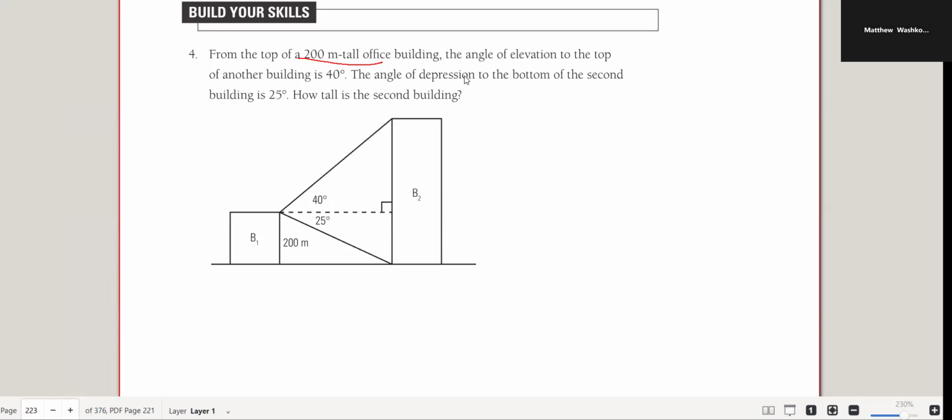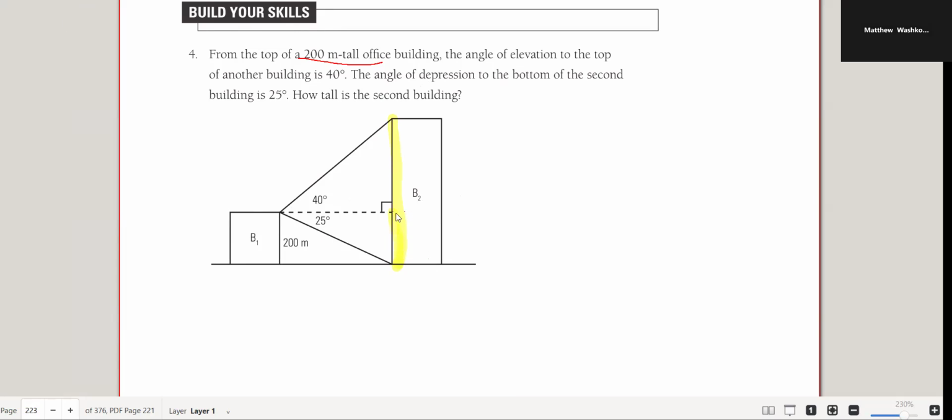Again, angle of elevation, I'm looking up. I'm happy. Angle of depression, oh, I'm sad. So that's where we get these 2 angles from. It wants us to find how tall the second building is. What am I trying to find here? It doesn't give me an x. I'm trying to find the length of this line. How can I possibly do that?